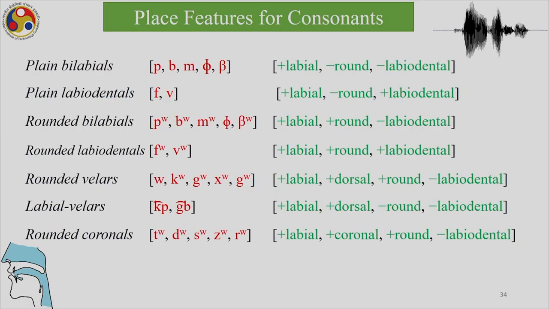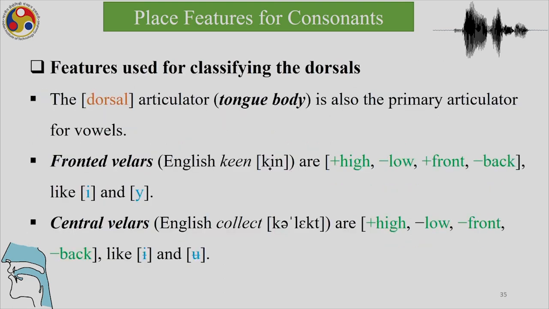So for place features of consonants, there are plain labials, plain labiodentals, rounded labials, rounded labiodentals, rounded velars, labial velars, and rounded coronals. Next, features used for classifying the dorsals.